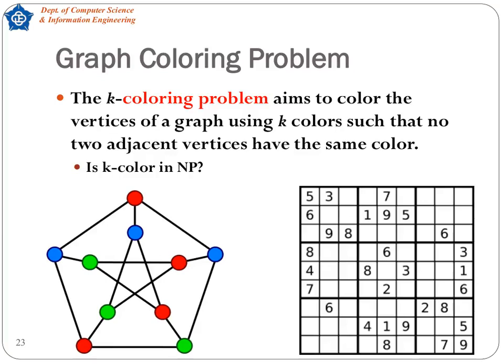On the right, a partially completed Sudoku grid serves as a special case of graph coloring. Each cell is a vertex, and edges link cells in the same row, column, or block, ensuring no 2 adjacent cells carry the same number from 1 to 9. Our key question is, does deciding whether a graph admits a K-coloring belong to the complexity class NP?